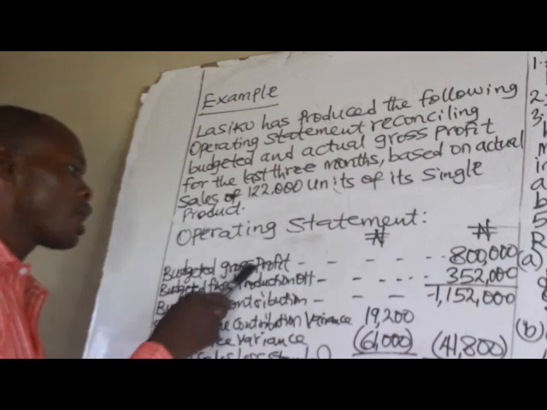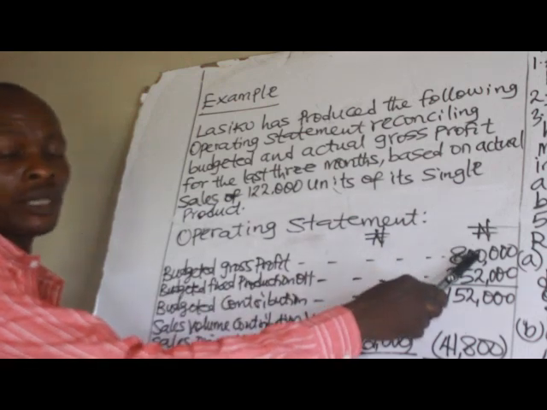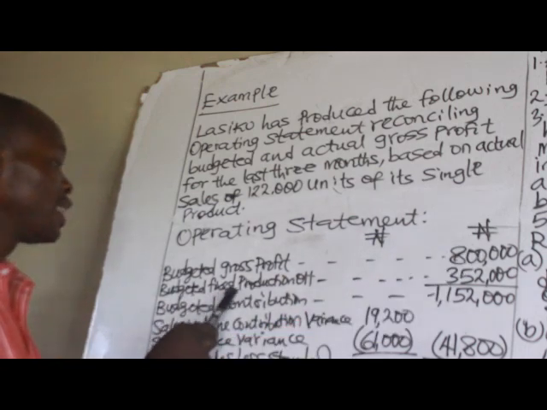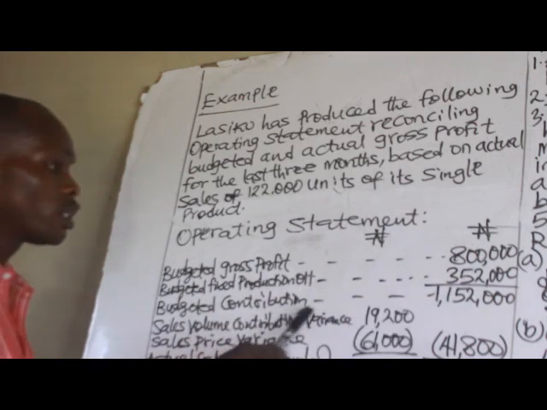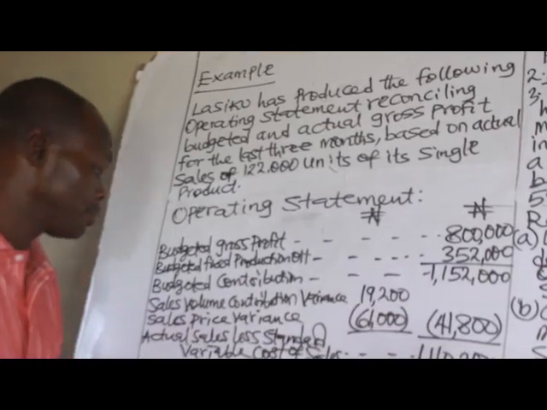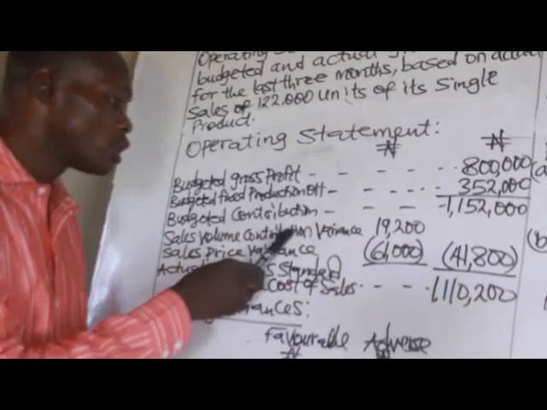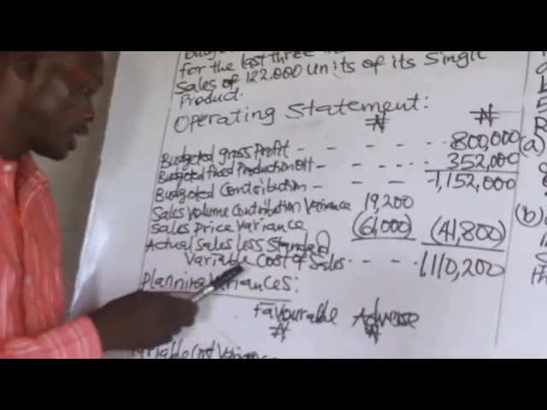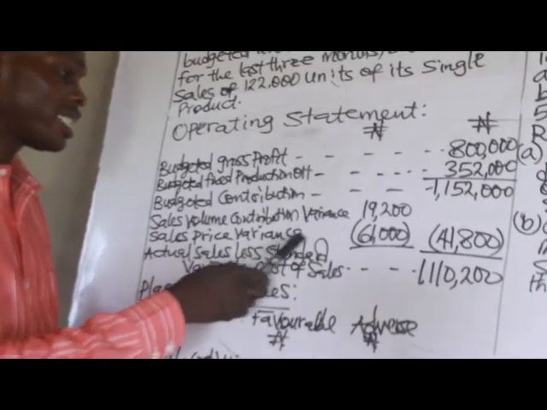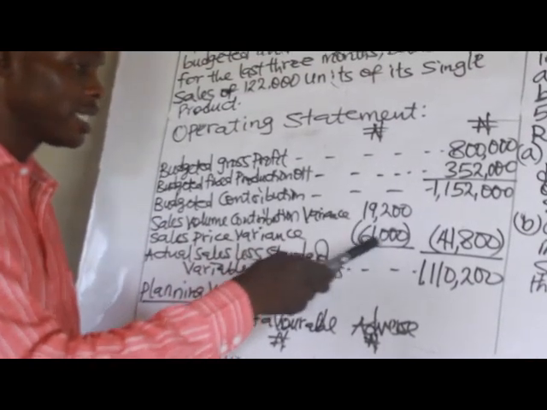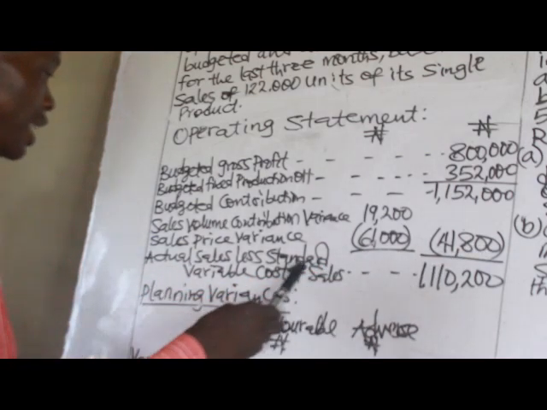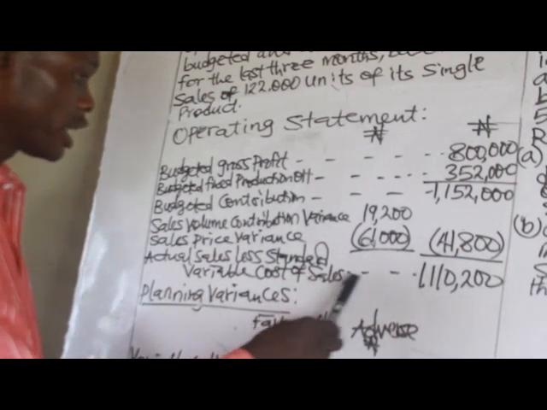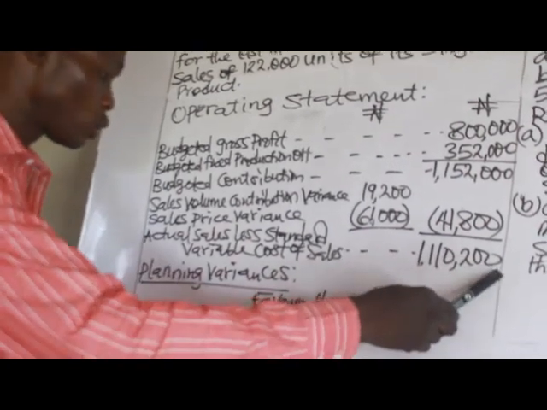We have budgeted gross profit 800,000 naira. Budgeted fixed production overheads 352,000 naira. Budgeted contribution of 1,152,000 naira. Sales volume contribution variance 19,200. Sales price variance 61,000. The net difference is 41,800. Actual sales less standard variable cost of sales 1,110,200.